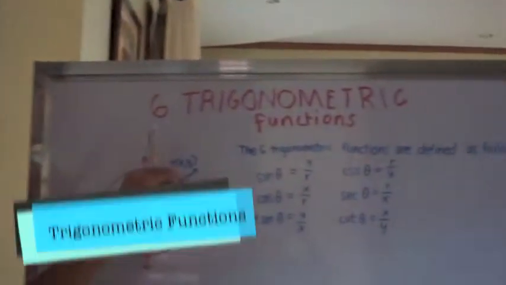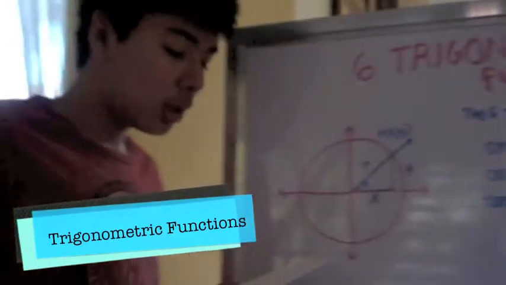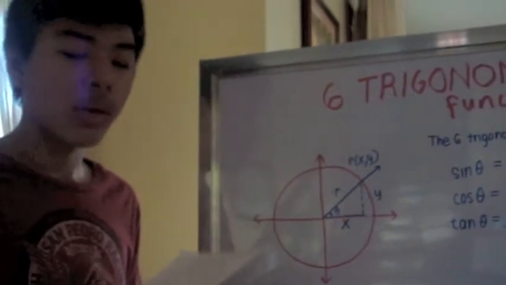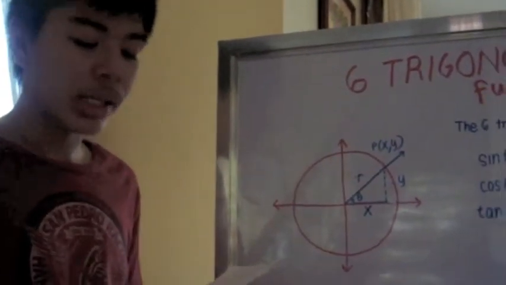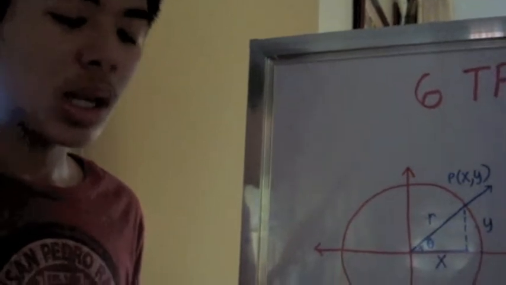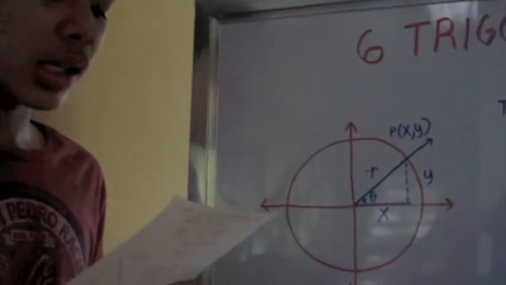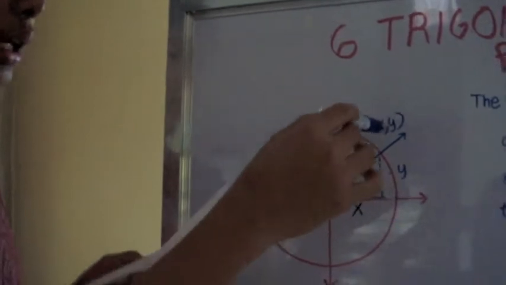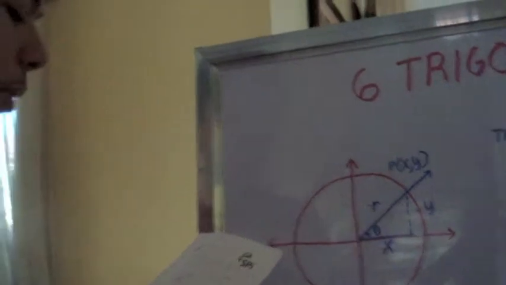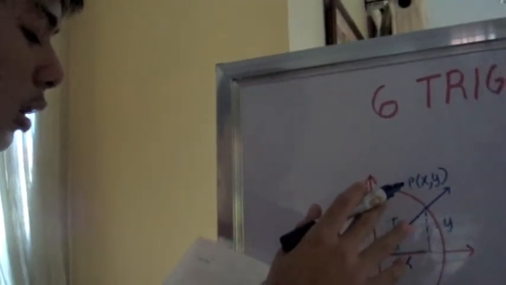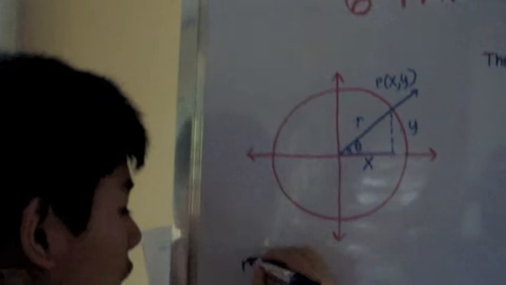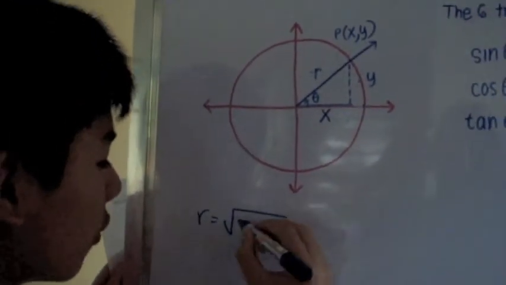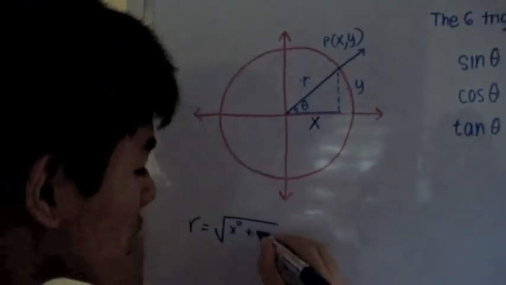Now, we're going to learn the 6 trigonometric functions. To define these functions, we start with angle theta in standard position in an origin-centered unit circle drawn in a coordinate plane. Its terminal side intersects the circle at point P(x, y). The distance from point P(x, y) to the origin is r equals square root of x squared plus y squared.